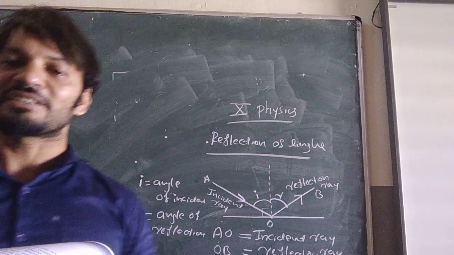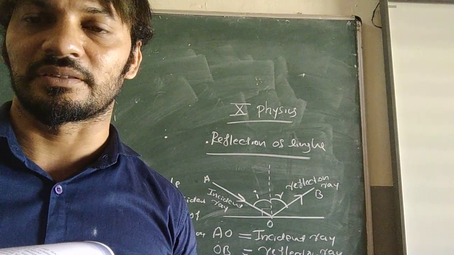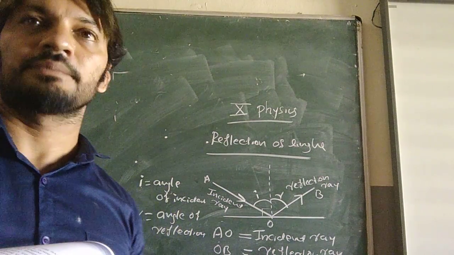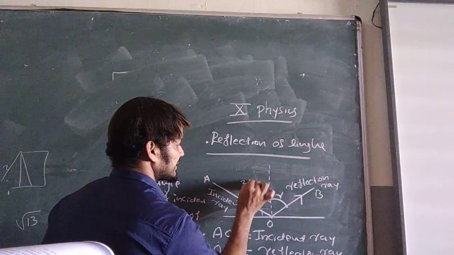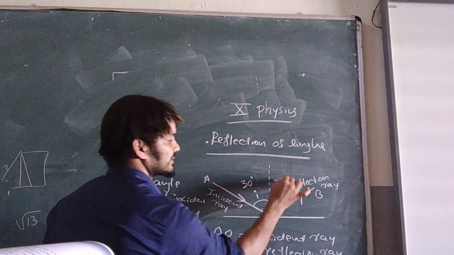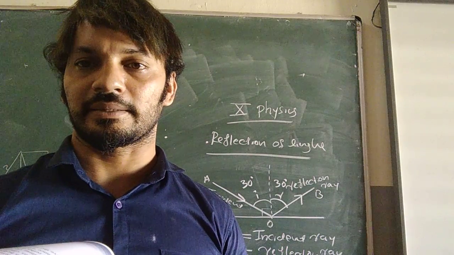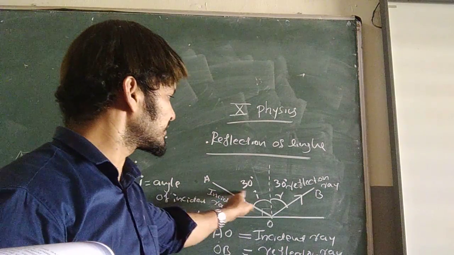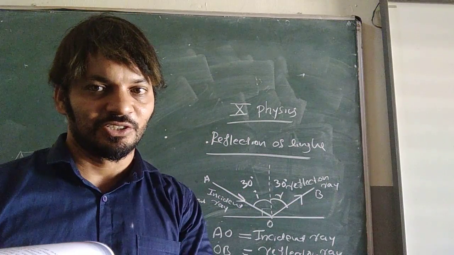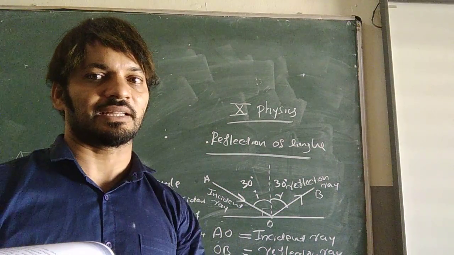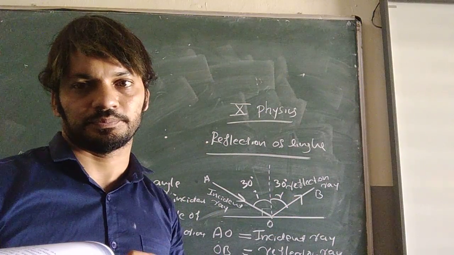But here, what is the speciality now? Angle of incidence is always equal to angle of reflection. Meaning, if here it is 30 degree, here also 30 degree. That is a speciality of the plane mirror. If here 40 degree, then here also 40 degree. If here 80 degree, then here 80 degree. So angle of incidence and angle of reflection are the same in the plane mirror.